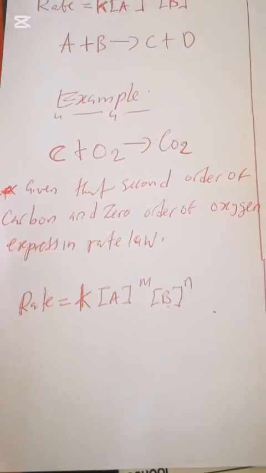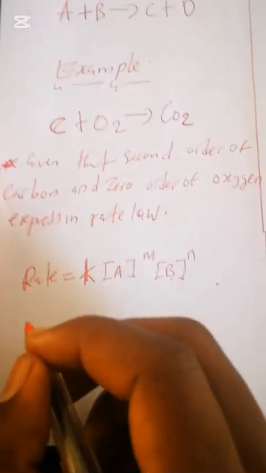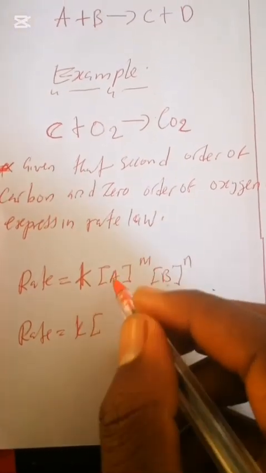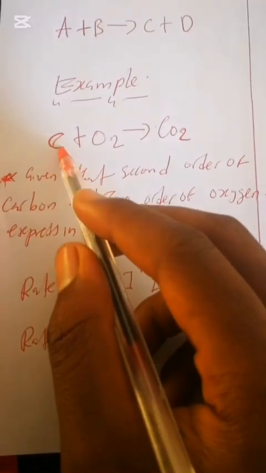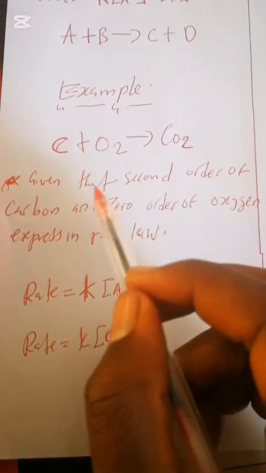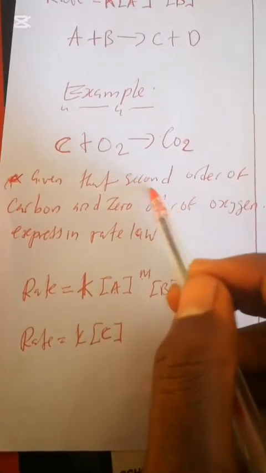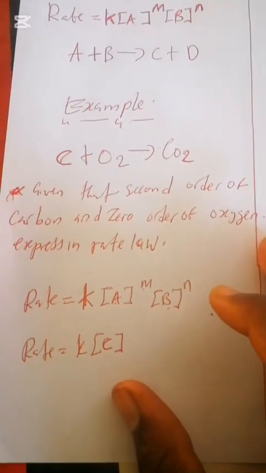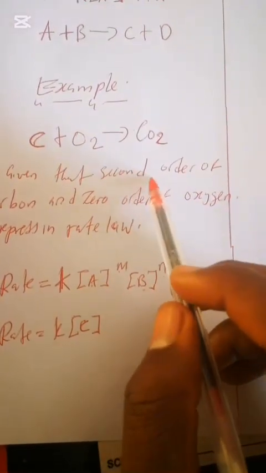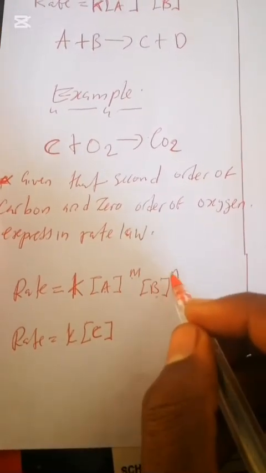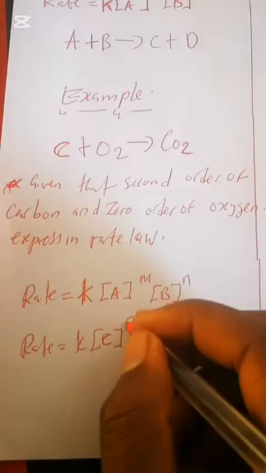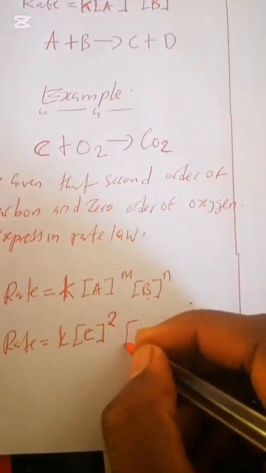So how can we express in rate law, or in rate form? Rate is equal to k. Then for A we put the reactant, carbon. Then M, according to the question: given the second order, this is the key expression, the second order of carbon and zero order of oxygen. So M and N are orders. Carbon they said is second, so it is 2. That is the order.